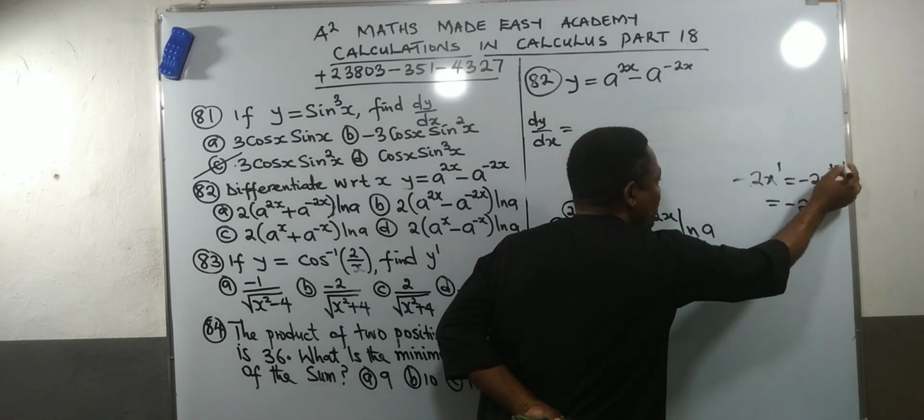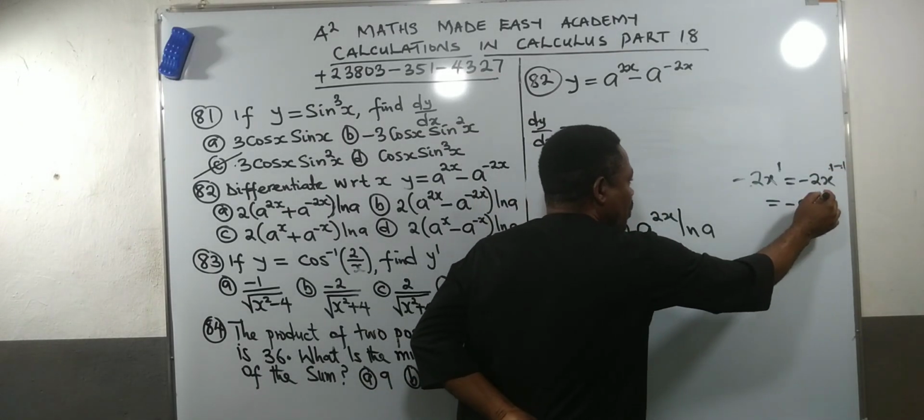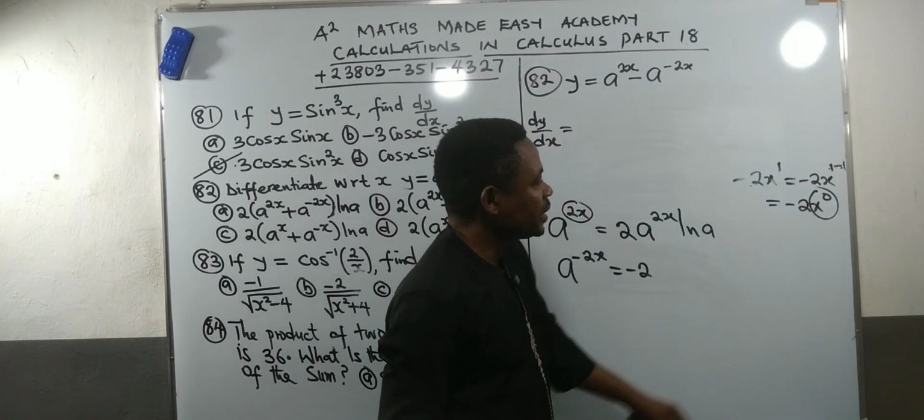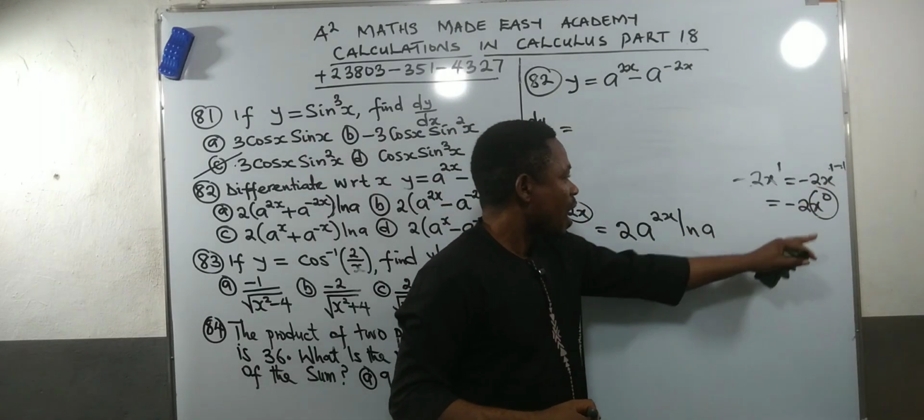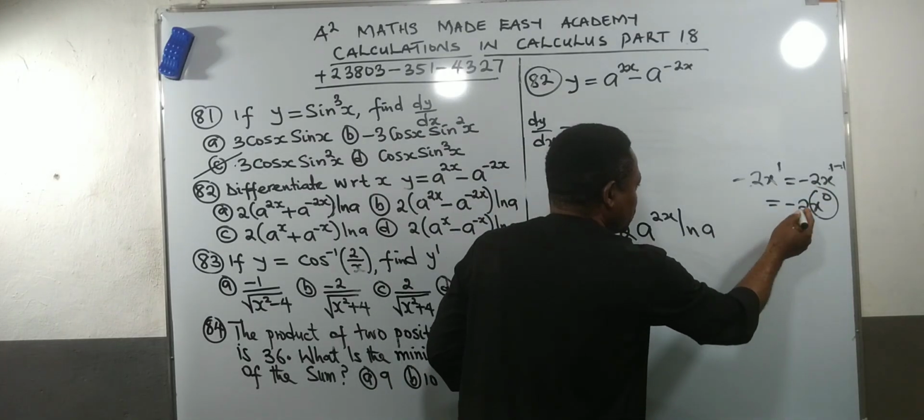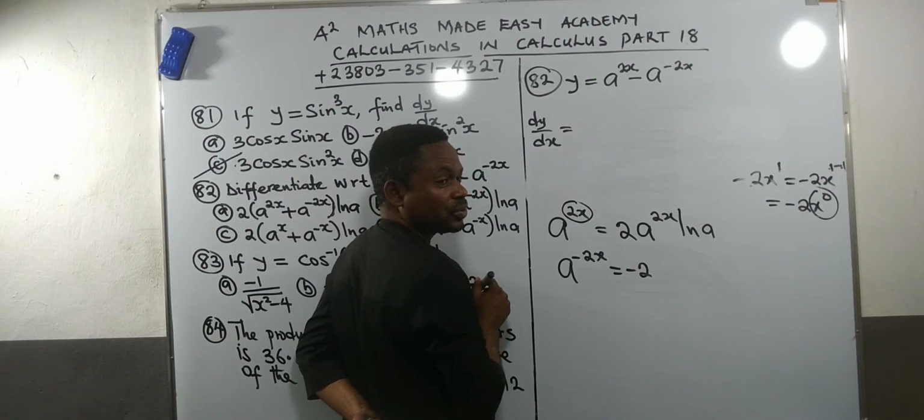So that it will now give us minus 2x. Are you there? 1 minus 1 will give us what? 0. Obey the law of indices. Anything raised to the power of 0 will give you 1. And 1 times minus 2, the answer is what? Minus 2. And that is why we brought minus 2 here.